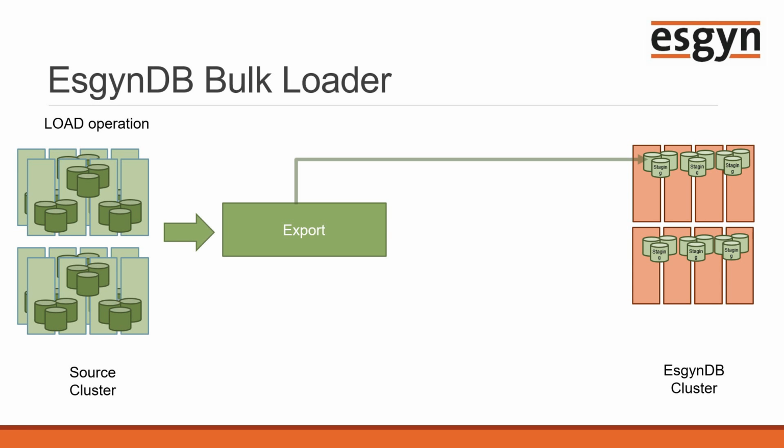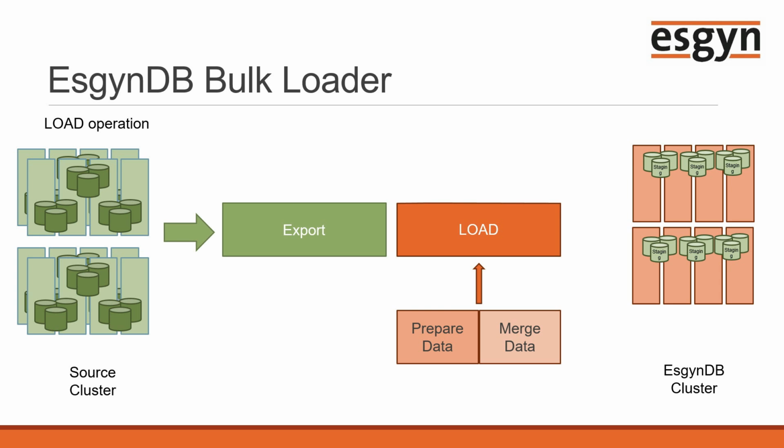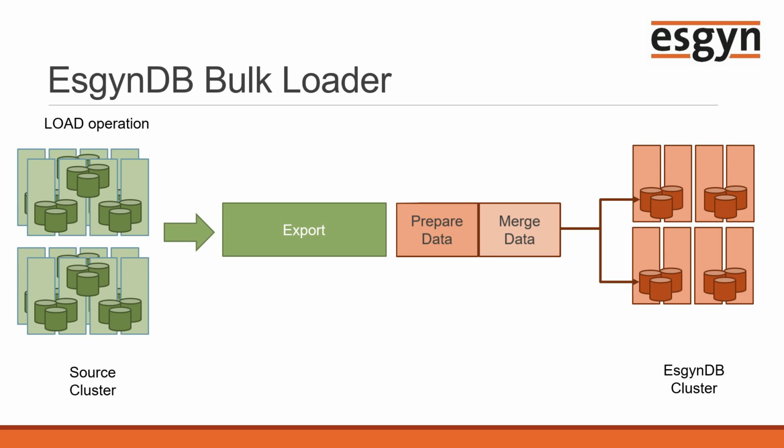Bulk load requires you to export your load data into staging files in the Hadoop distributed file system, otherwise known as HDFS. Then you invoke the load command, which prepares and merges the data into the EsgynDB tables. Let's take a look at a live example.